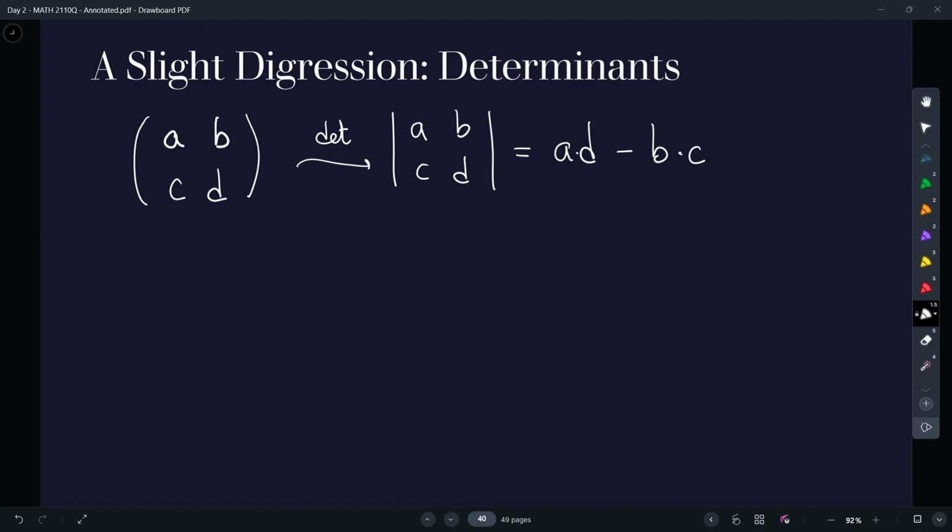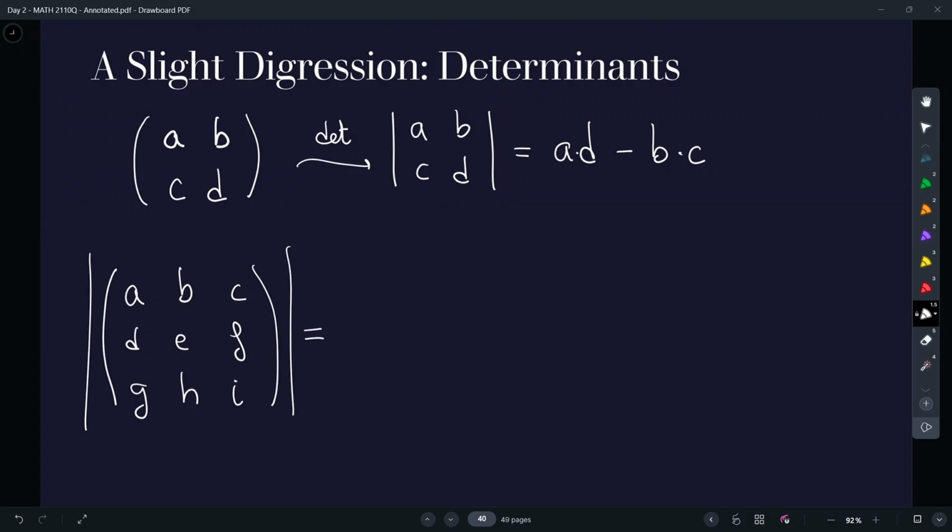Now, I can do determinants of 3 by 3 matrices also. So what is going to be the determinant of, let's call it A, B, C, D, E, F, G, H, I? There are many ways of computing this determinant, but the way that I'm going to teach you, you just have to do 3 2 by 2 determinants.